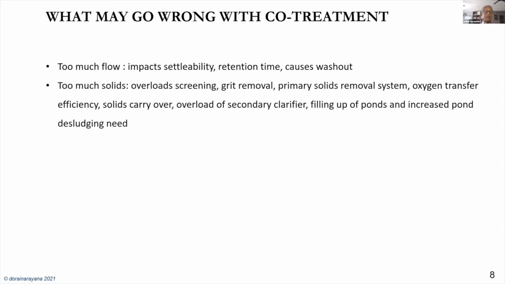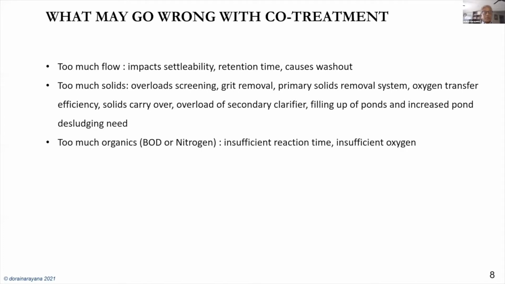There could be too much solids. Since we know the fecal sludge and the septage have very high solids content, this could now overload your screening step or your grit removal or your primary solids removal system in your primary settling tank. Secondly, your oxygen transfer efficiency could be impacted because in your aeration tank, you have a lot of inert solids floating around. There could be solids carry over to your secondary clarifier and overloading of the secondary clarifier. And if you're using a pond system, for example, the ponds could get filled up much faster by the additional solids that are coming in, and it may require desludging at more frequent intervals, right?